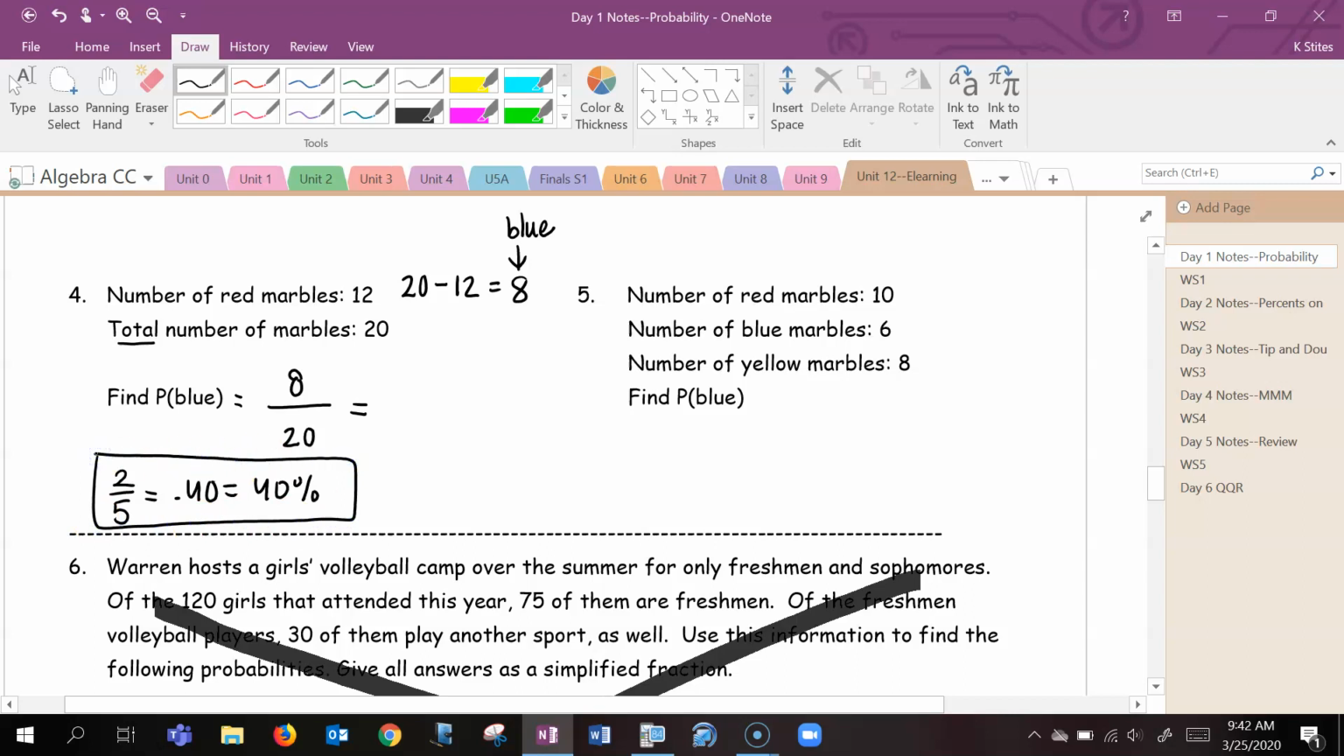One more with marbles. Oh, we're upping the ante here. We got some yellow marbles now as well. This is very exciting for your quarantine. You have red, blue, and yellow marbles. So 10 red, 6 blue, 8 yellow. I want the probability of blue marbles again. So desired outcome, blue marbles, that would be 6 on top. What's that number that goes on the bottom? Yes, remember it represents the total. So we will have to add these 3 up. 10 plus 6 is 16, plus 8 is 24.